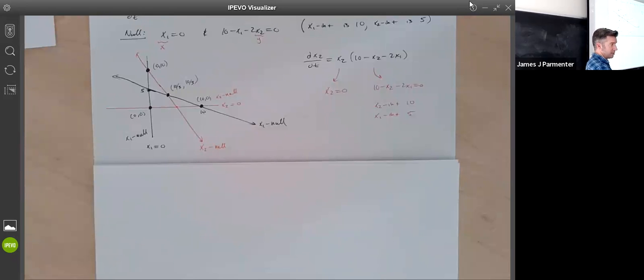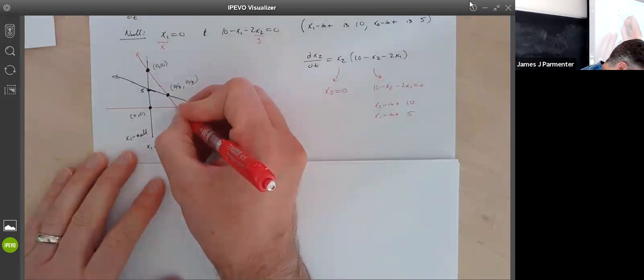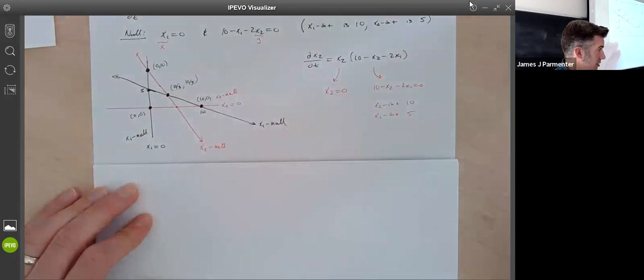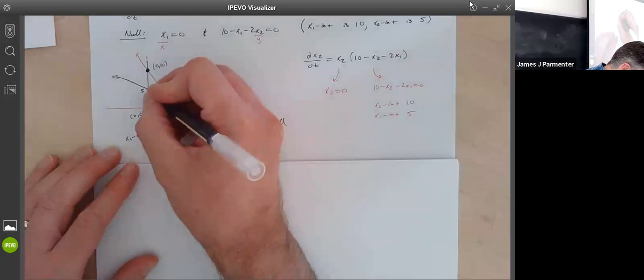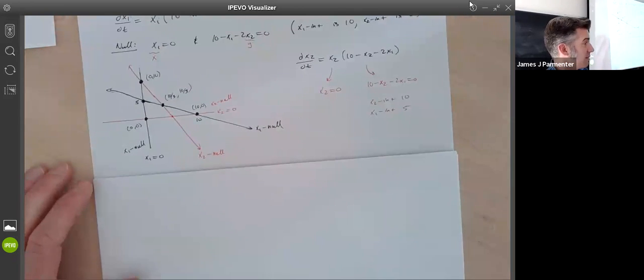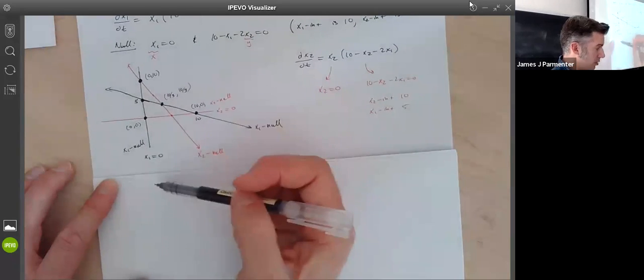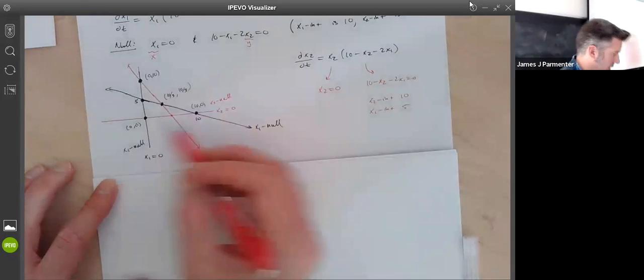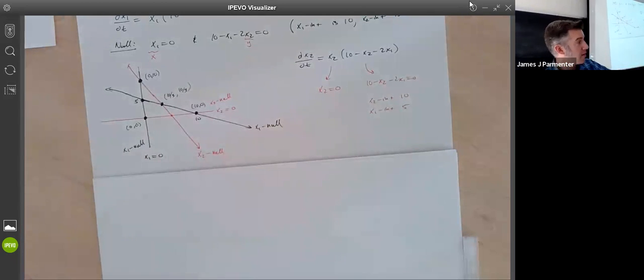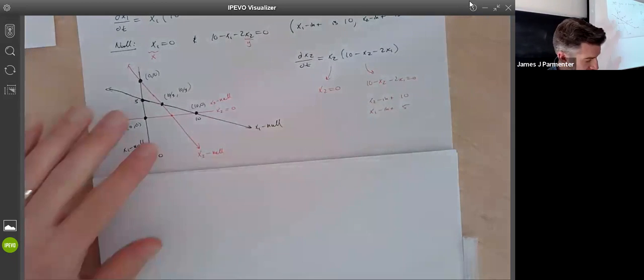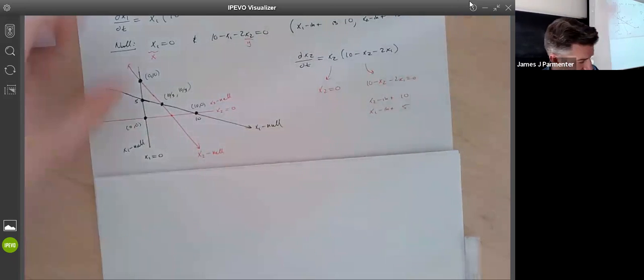This is something I want to stress heavily, and it's why it's a good idea to draw your null lines of different types in different colors. Two opposite null line types have to cross to make an equilibrium. You're right, these two null lines do cross each other here, but they're null lines of the same type. Similarly, these two cross each other here, but they're the same type. These black ones are both x1 null lines, and these red ones are both x2 null lines. Very good question, and definitely we don't have equilibria at those points. Thank you for asking.